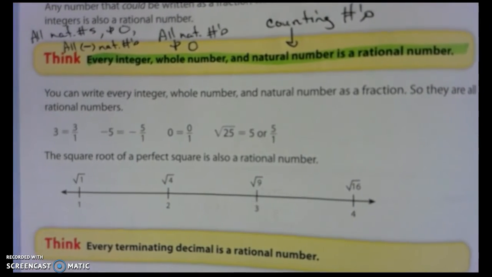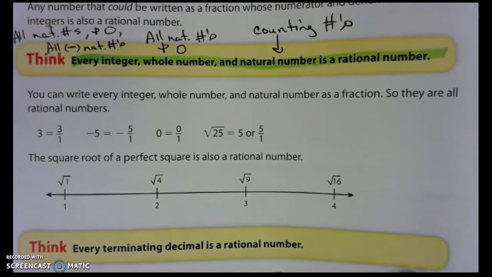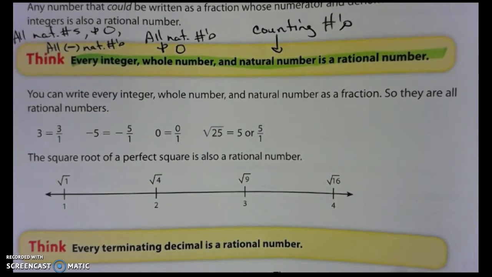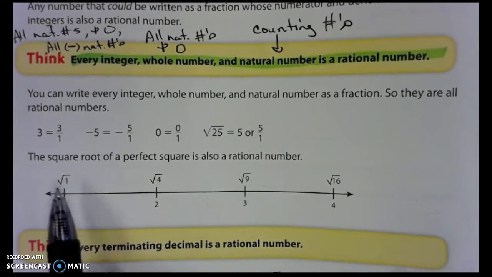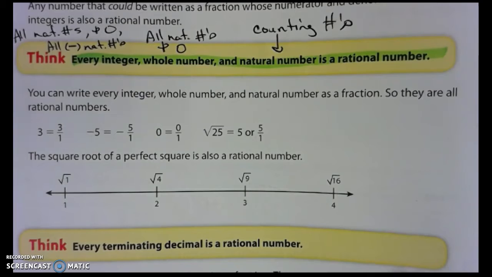You can write every integer, whole number, or natural number as a fraction. So they are all rational numbers. Now, all of these numbers are just numbers you're used to using. They don't have a decimal, they don't have a fraction, but they can be written as one. If you have a whole number and you want to make it a fraction, you just put it over a 1. It's a fraction. That makes it rational.